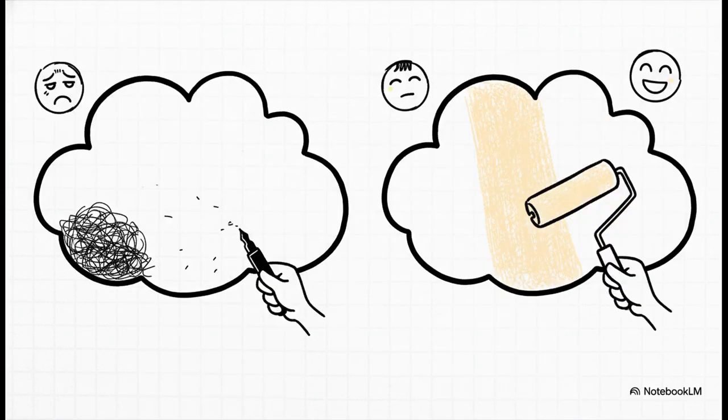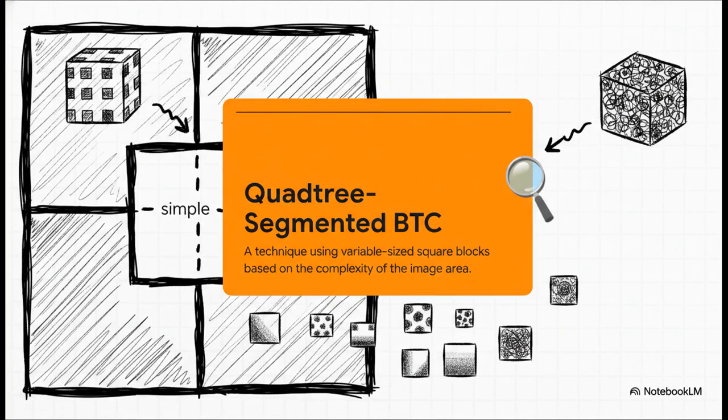And you know, that's just not very efficient. Why use a tiny 4x4 block for a large area of flat color? It's like trying to color a giant poster with a super fine-tipped pen. You'd want a big brush for the large areas, and you'd save that fine-tip pen for the details. So the next innovation did exactly that. It's called Quad-Tree Segmented BTC, or QTS-BTC, and it introduced a much more dynamic approach.